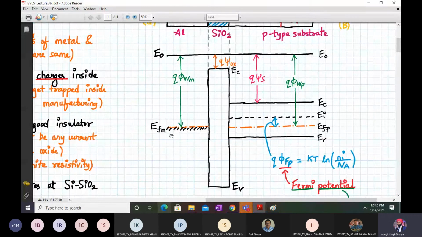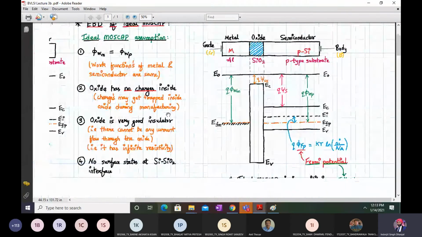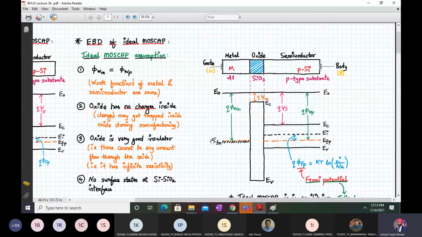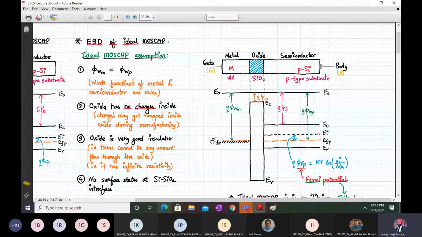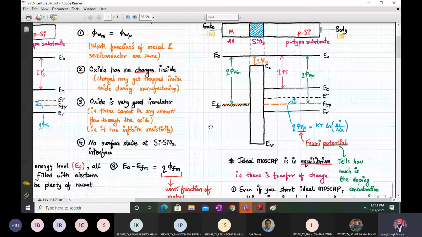The rest is all the same, which we have already seen. So you start with E naught, you start by drawing EFM and EFP. Then from EFP, closer to EFP we have EV, then you draw Ei, then Ei is midway between EC and EV, so you draw EC next. And then you denote the various energy levels, work function potential, Fermi potential, electron affinity, energy band gap, all those things you can mark. So this is the energy band diagram when an ideal MOS capacitor is combined together.